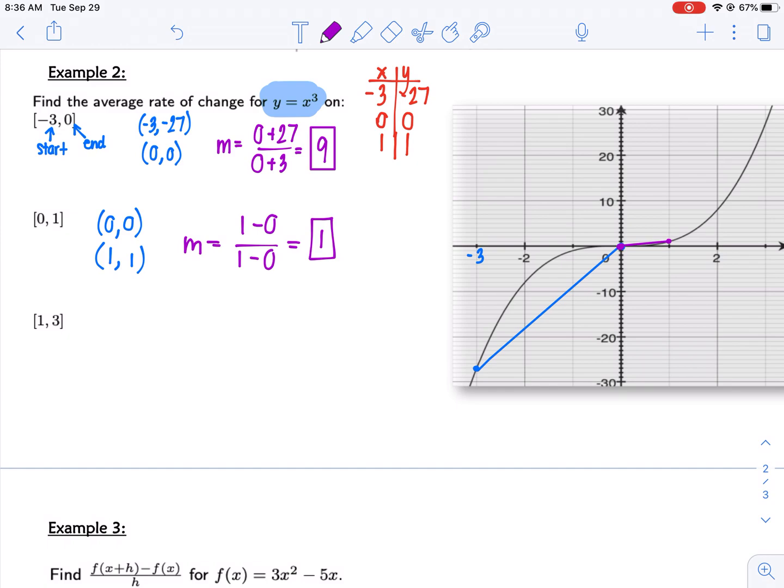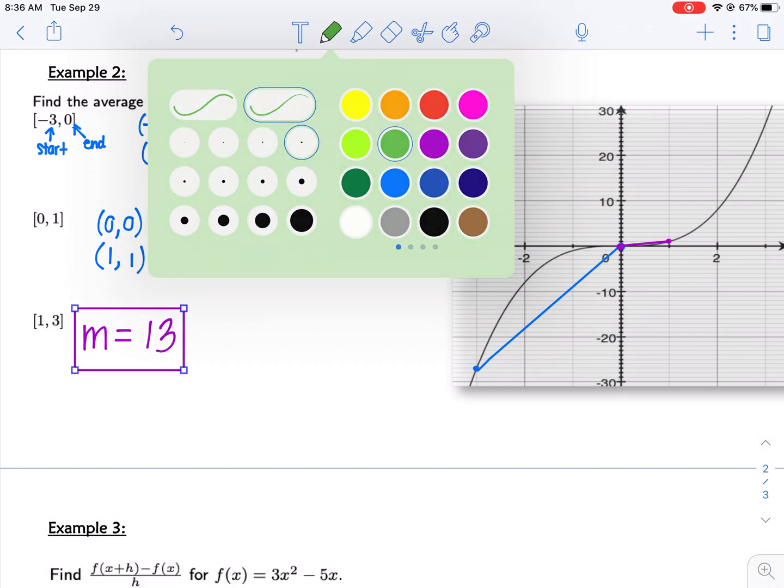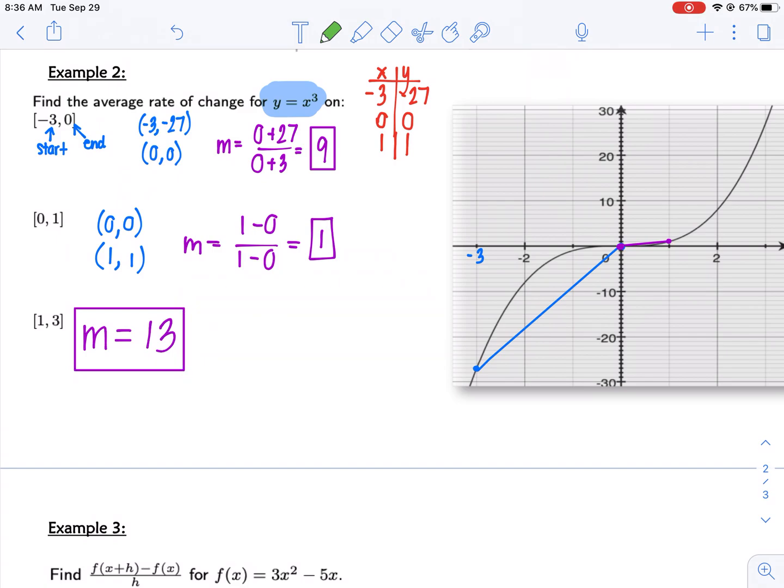Please pause the video and you try the last one. Okay, hopefully you paused it. Your final answer should be a slope of 13. Okay, check that. Make sure you got it right. You were finding from 1 to 3, and 3 is right here. So finding the slope of this line, you should have got 13. If you didn't, make sure you ask in class or go back and look at those two examples.